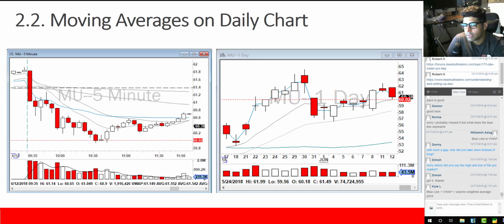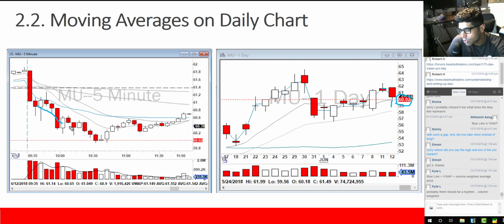This is another example. This is MU. So MU gapped up a little bit, 62, sold off all the way down to 60.02. And if you had this 60.02 as a potential level in your chart, again, if you catch that around 60, you see the stock is bouncing back all the way up from 60.02. This is not magic. This is good analysis of the price action on a daily chart.